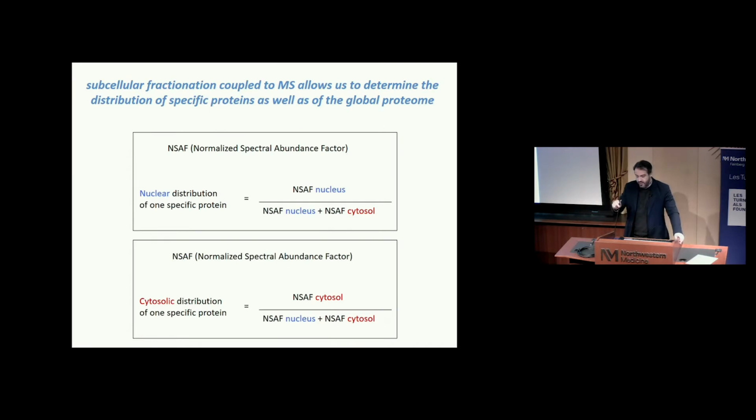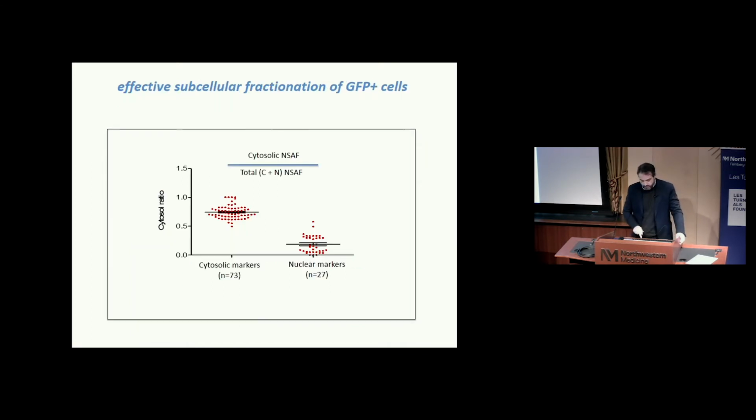Now, at the end of this, we had abundance values. These are normalized spectral abundance values for individual proteins. And because we had a fraction in the nucleus and a fraction in the cytosol, by doing this simple calculation, we could investigate what proportion of the protein was found in the nucleus versus in the total cell, and what proportion of the protein was found in the cytosol.